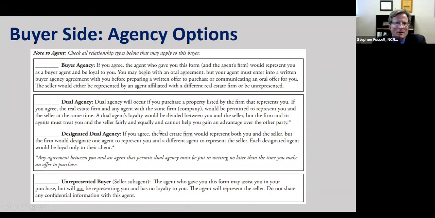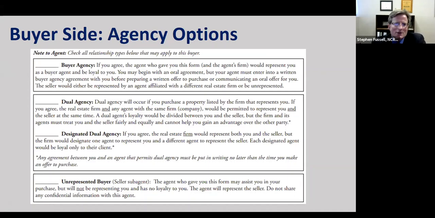If you are communicating with a potential buyer and you're wanting to represent the buyer, this form basically tells the buyer, if you agree, the agent who gave you this form and the agent's firm would represent you as a buyer agent and be loyal to you. You may begin with an oral agreement, but your agent must enter into a written buyer agency agreement with you before preparing a written offer to purchase or before communicating an oral offer for you. The seller would either be represented by an agent affiliated with a different real estate firm or be unrepresented.